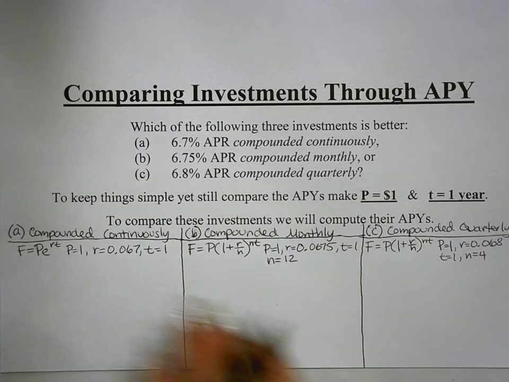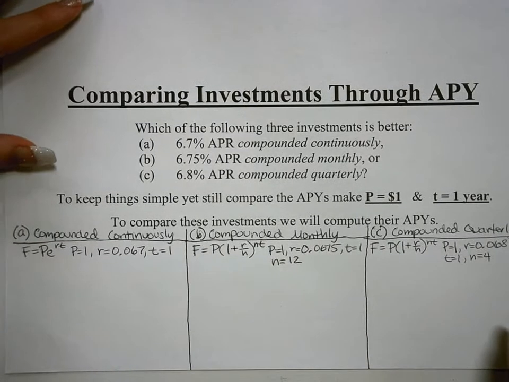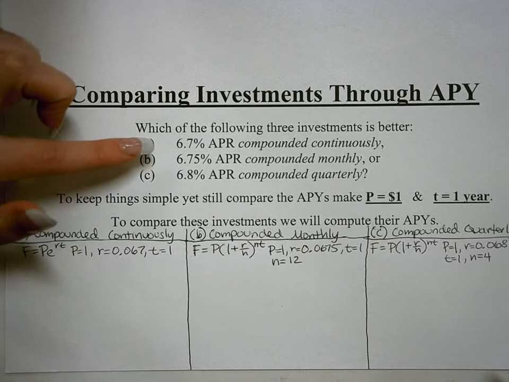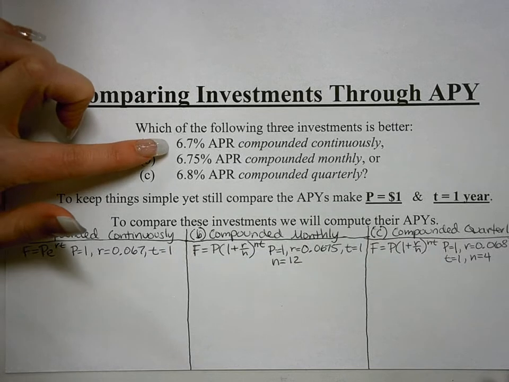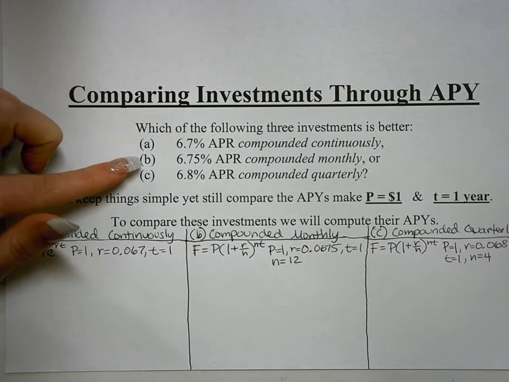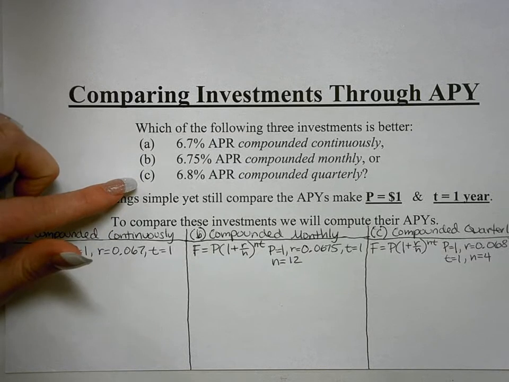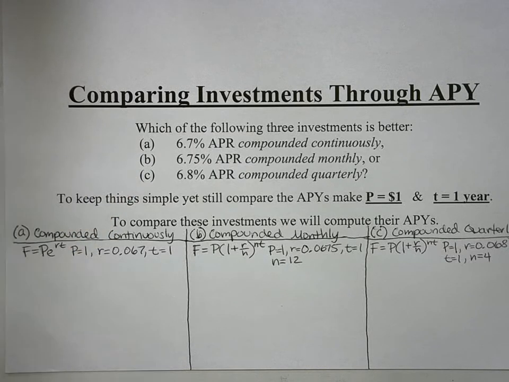We are going to be comparing 3 different investments by using the APY. The first of the 3 is looking at something that has an APR of 6.7% compounded continuously. The next one is an APR of 6.75% compounded monthly, or an APR of 6.8% compounded quarterly.